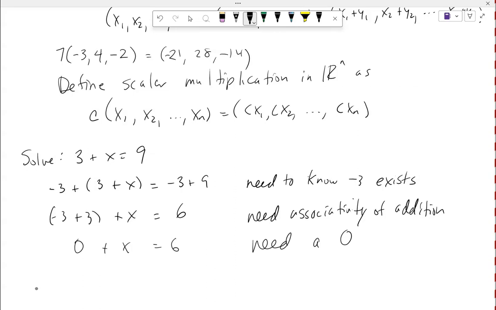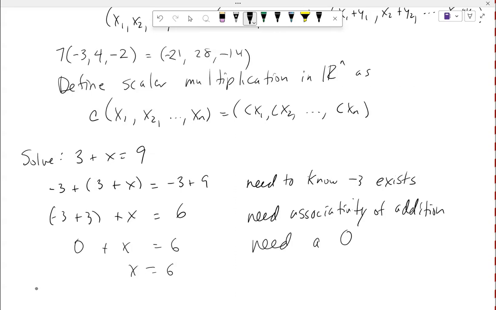The fact that we have a 0 means that if I add 0 plus x, we just get x, right? Okay. So notice that there are 4 things in here. I didn't write one of them down, but there are 4 things in here that you absolutely positively have to know exist in order to be able to solve this problem, even though you told me right away that the answer was 6, right?